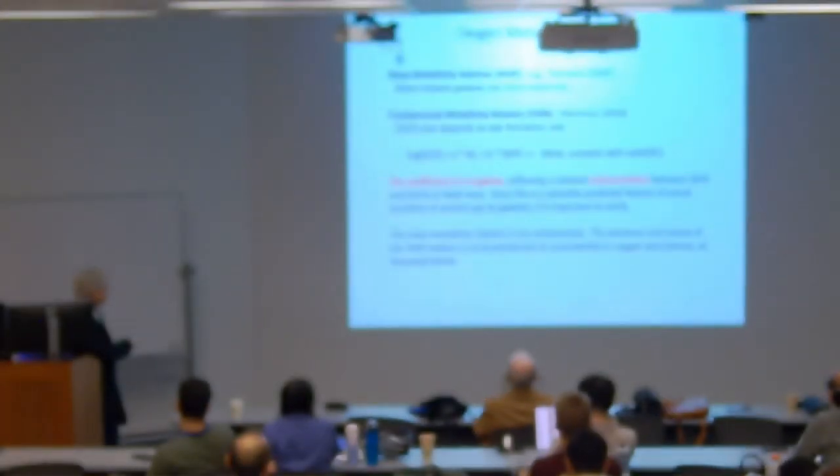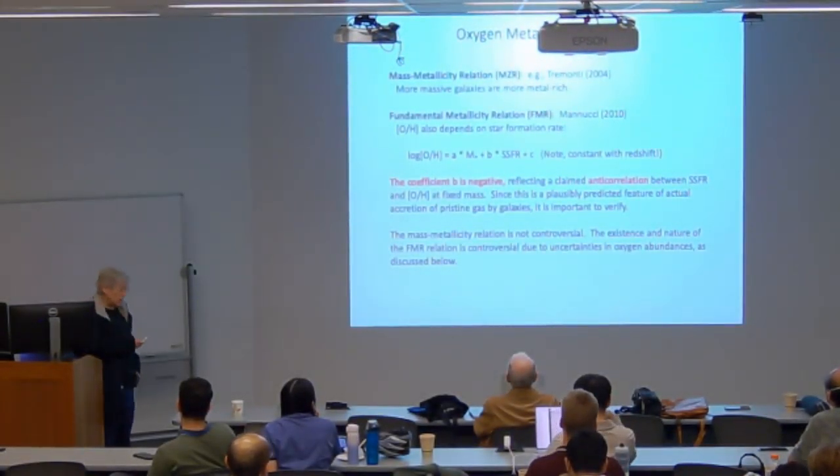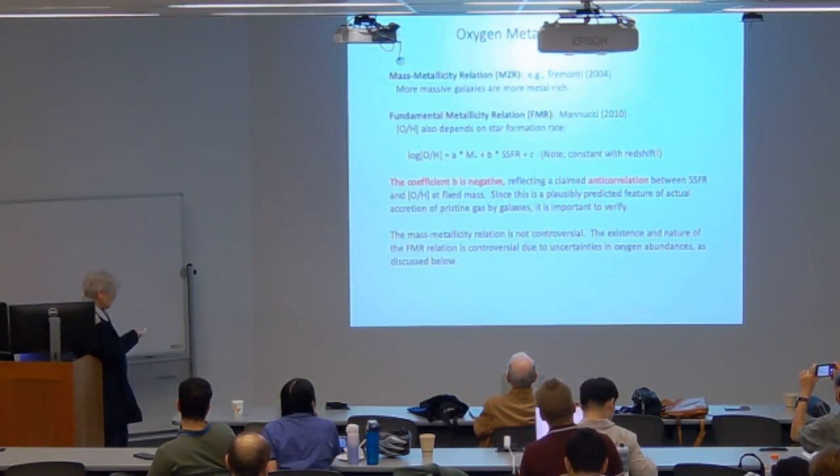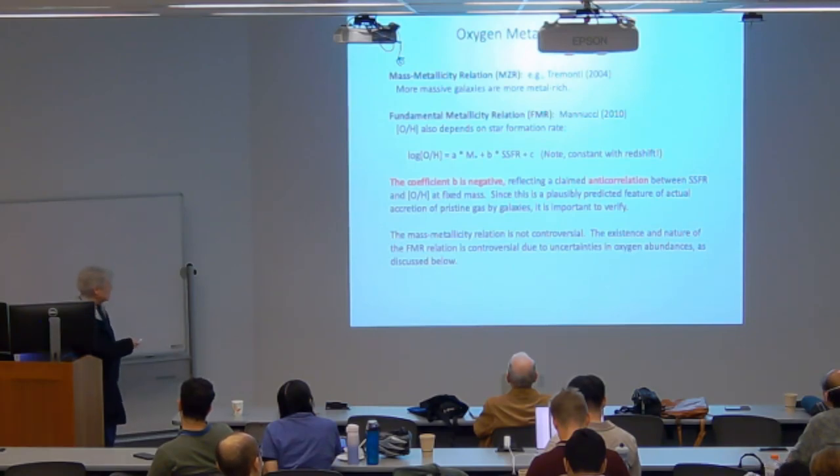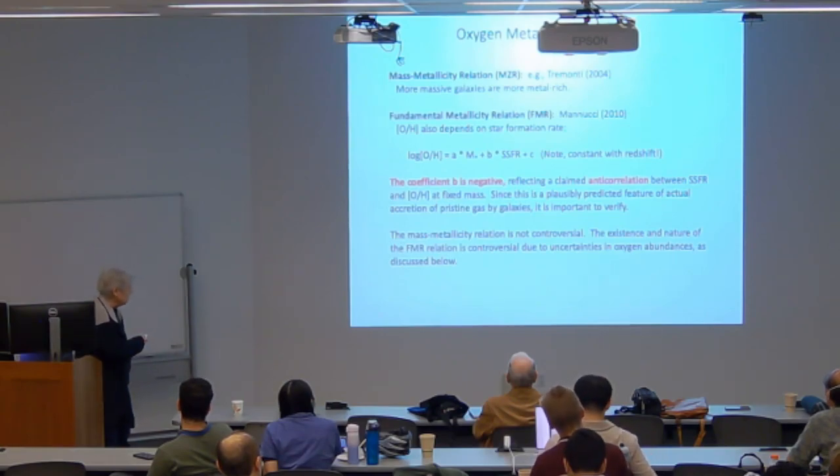Okay? So there are two oxygen scaling laws. One is the mass metallicity relation, which is the abundance of oxygen Z versus the mass of the galaxy. And then there's the fundamental metallicity relation, which takes that to the next step and adds a term in specific star formation rate. So the thought is that this coefficient is negative, reflecting an anti-correlation between the star formation rate and the oxygen abundance at fixed mass.